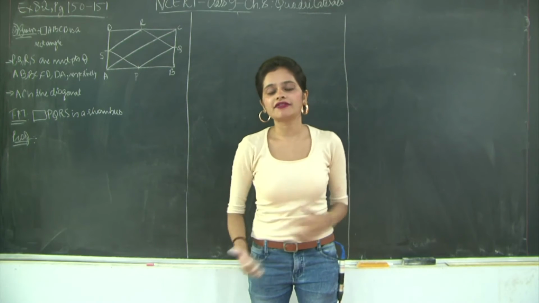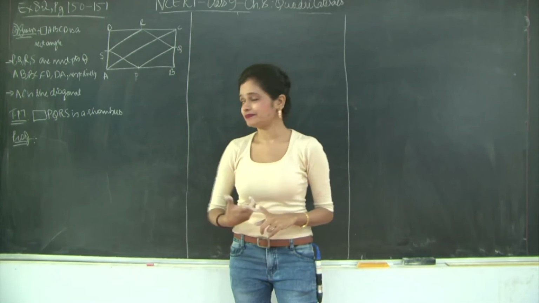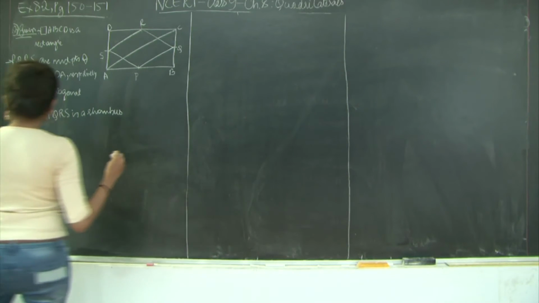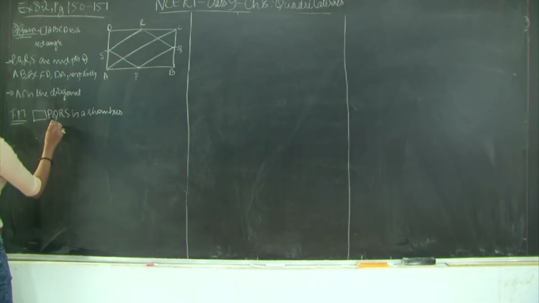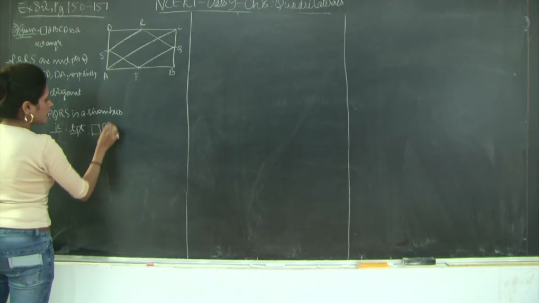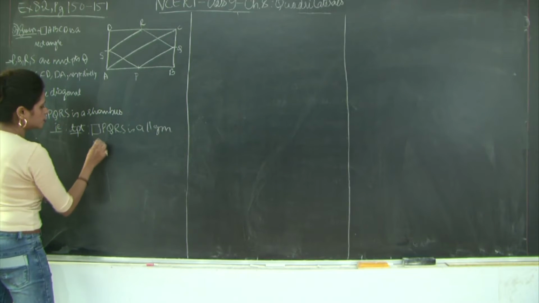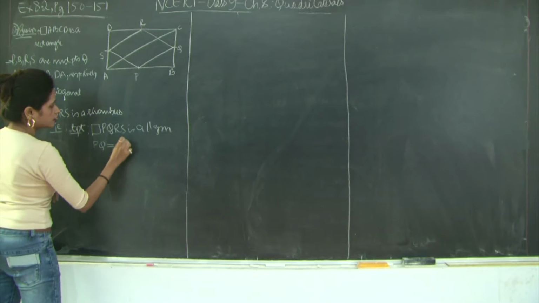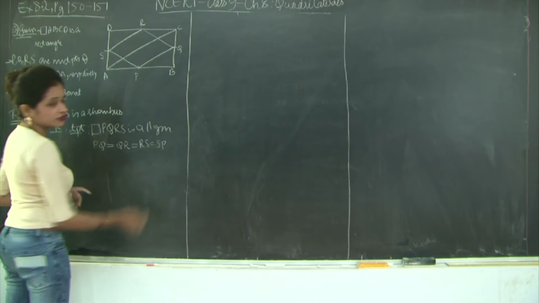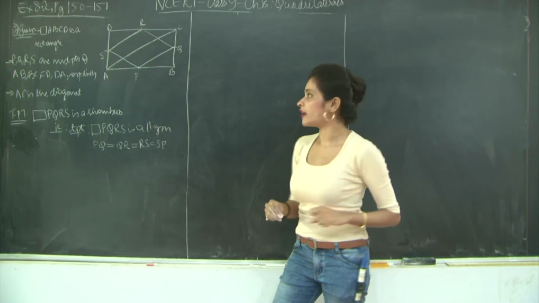So let's revise the definition of rhombus. We need to prove two things, that it's a parallelogram and all the sides are equal. So how do we do this? Or rather, let's write down what we need to prove. That is, to prove that quadrilateral PQRS is a parallelogram and PQ is equal to QR is equal to RS is equal to SP. So we need to prove these two things. So how do we go about proving these two requirements of ours?